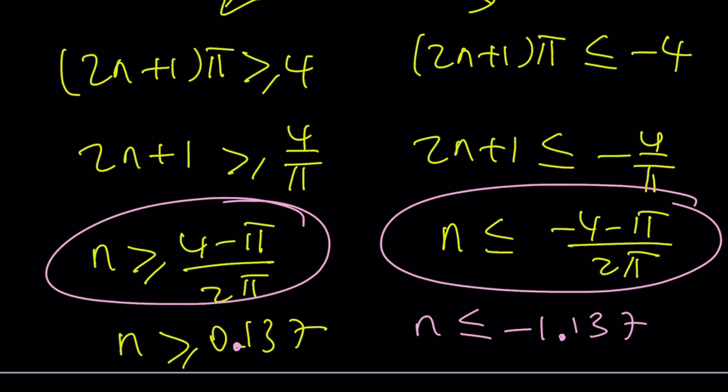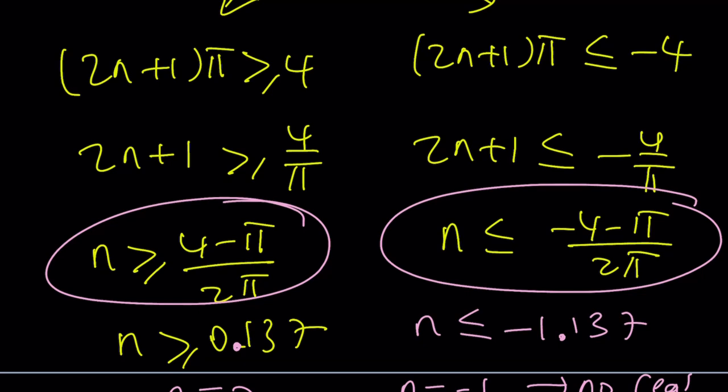So these values tell you what? If n is 0, there is no real solutions. If n is negative 1, no real solutions. Okay? So no real solutions. Otherwise, we always have real solutions.